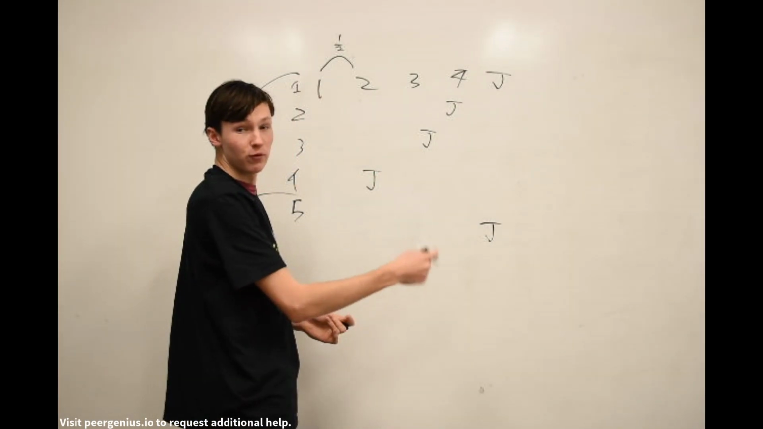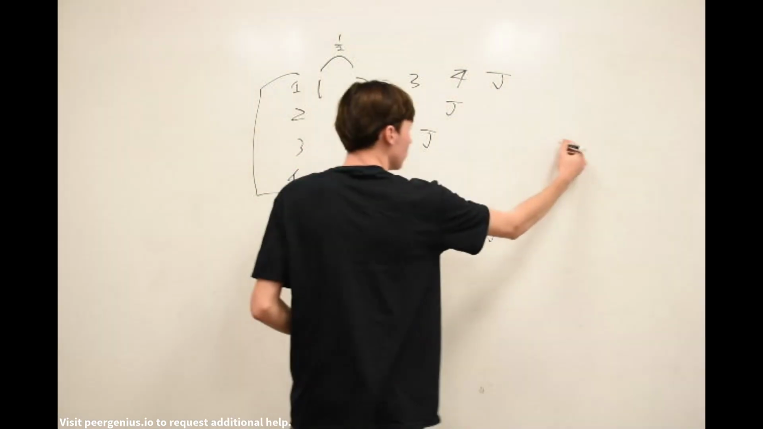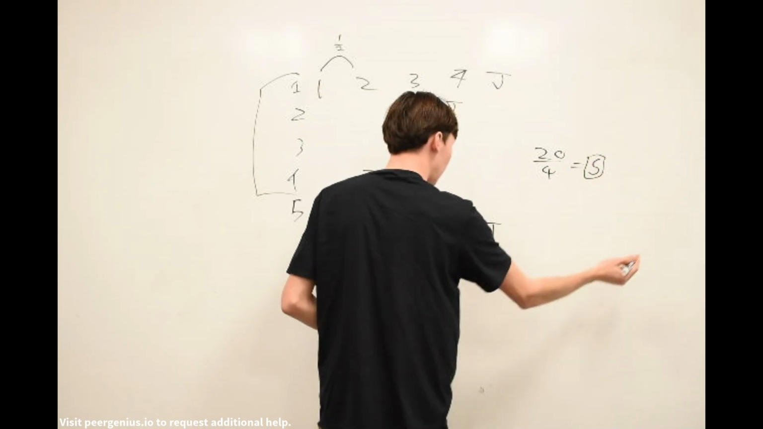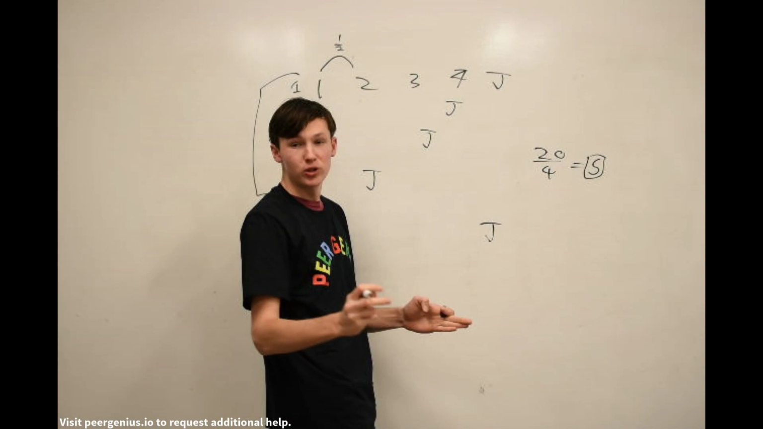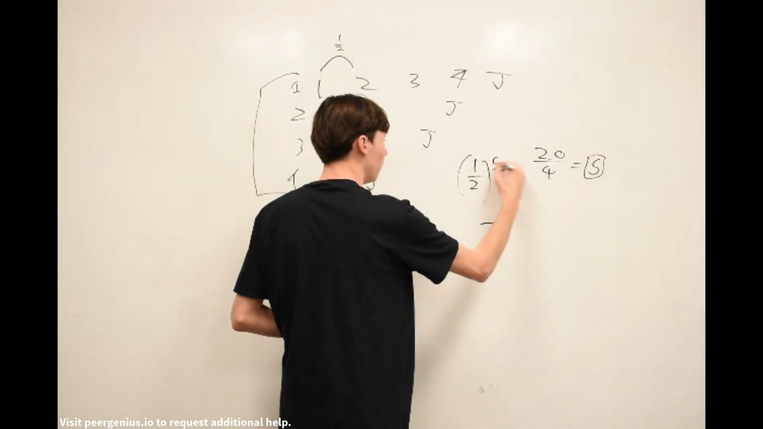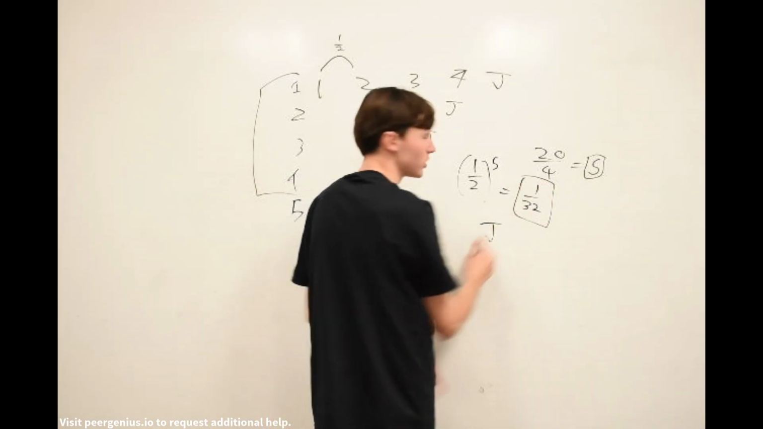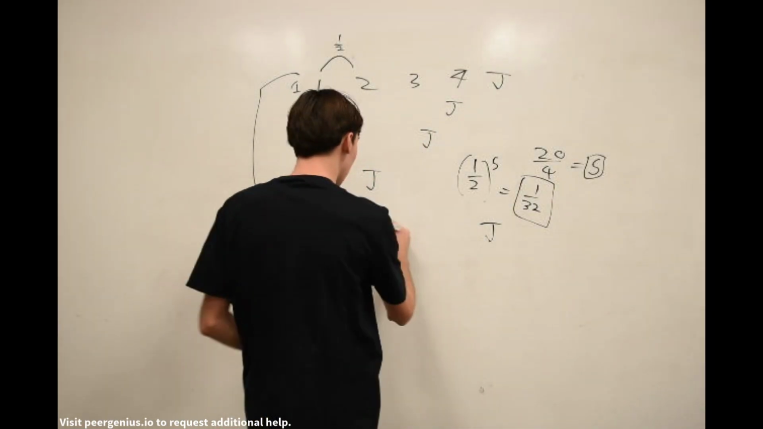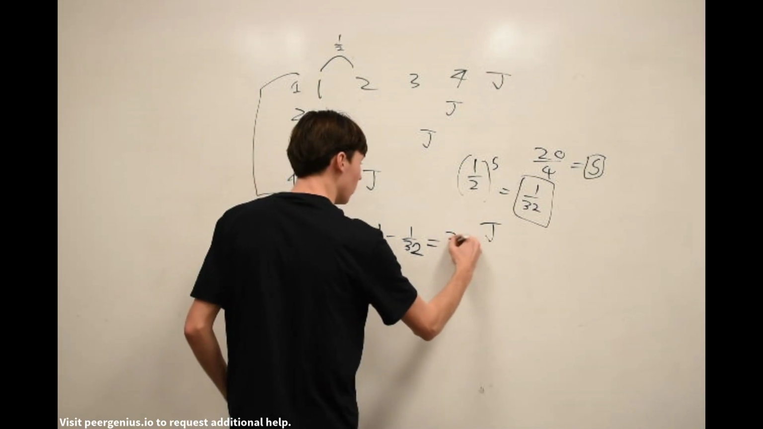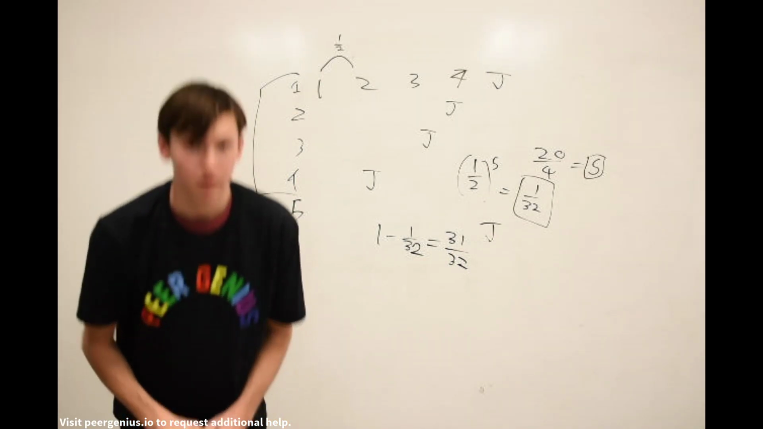So every four rounds, that's another 1/2 possibility that he might win. So we have 20 divided by 4, which is 5 chances of him winning. Now the probability of him losing all 5 of those rounds is 1/2 to the 5th, which is equal to 1 over 32. This is his chance of losing all 5. If we take 1 minus 1 over 32, this will give us his chance of winning, which is 31 over 32, which is your answer, A.